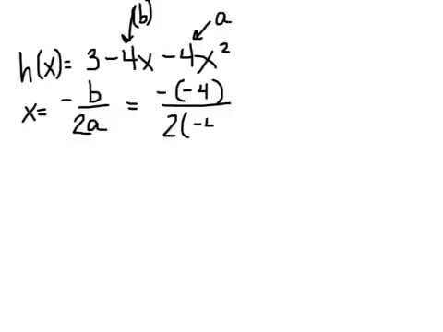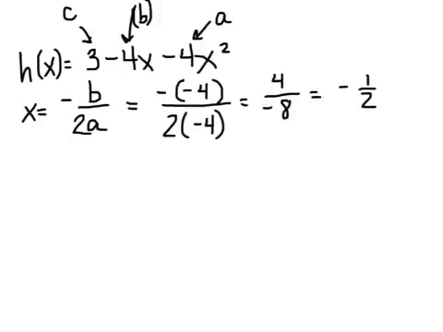So be very careful that the signs go with your pieces. If the signs don't go in there, then you're going to get a sign wrong, and it's going to be off. The 3, remember, is the c. That's the constant, or where it crosses the y-axis. So if I clean this up a little bit, 2 negatives make a positive 4. On the bottom, 2 times negative 4 is negative 8. And when I reduce that down, I get negative 1/2.